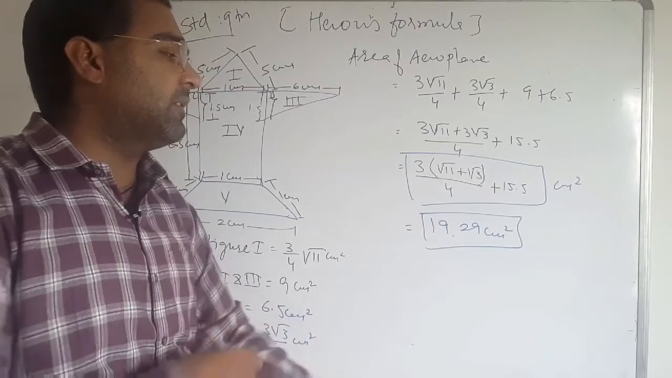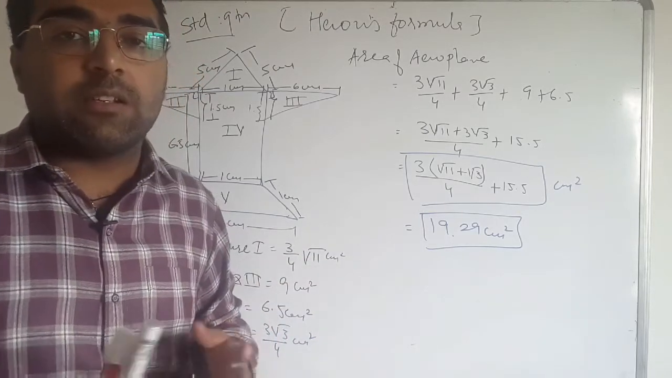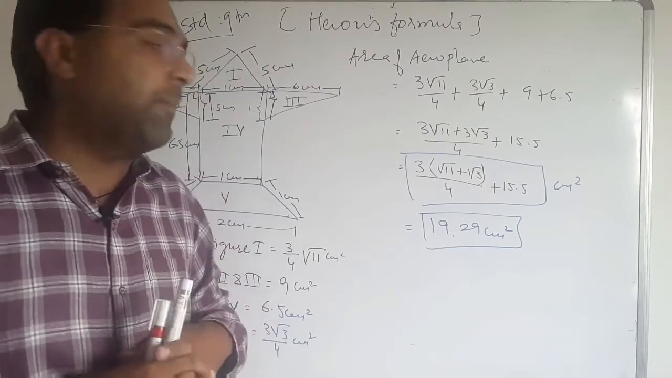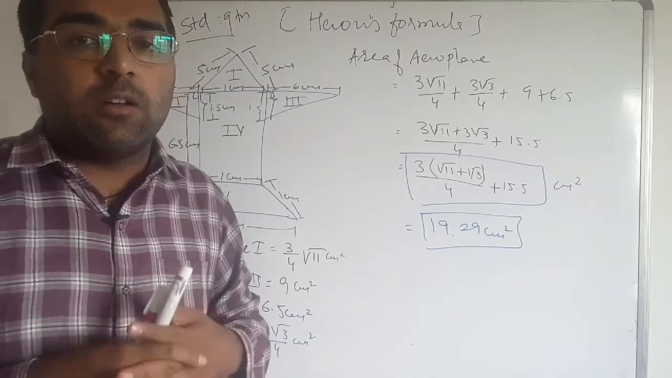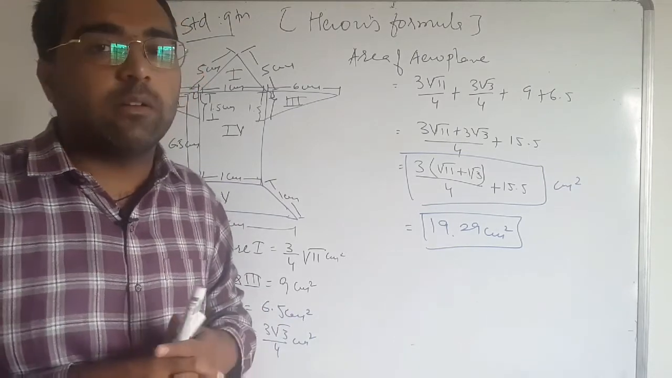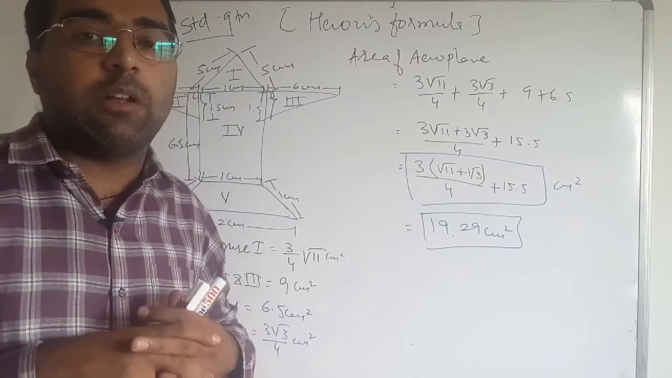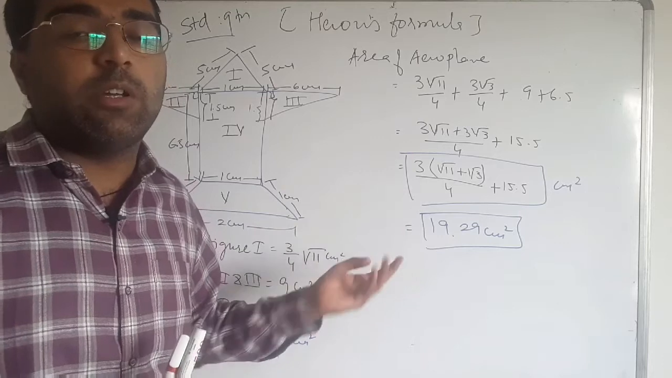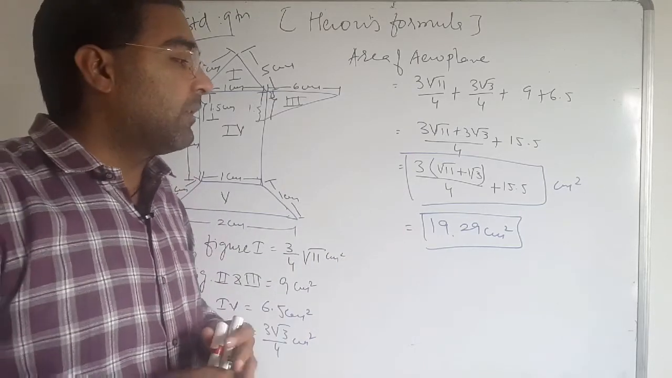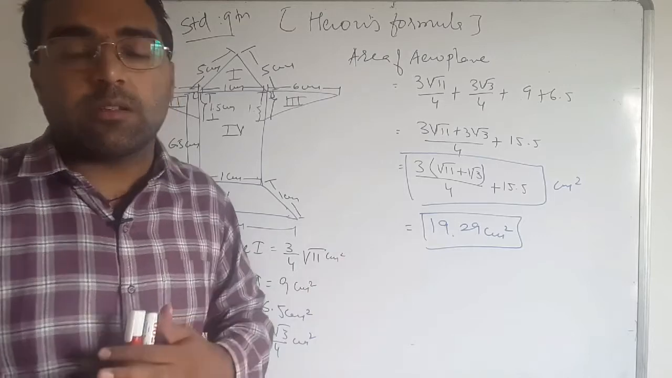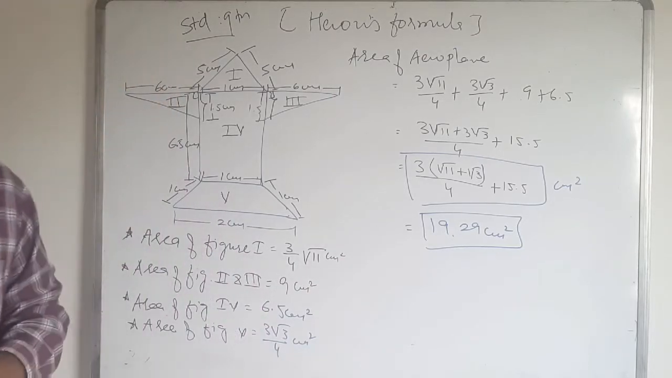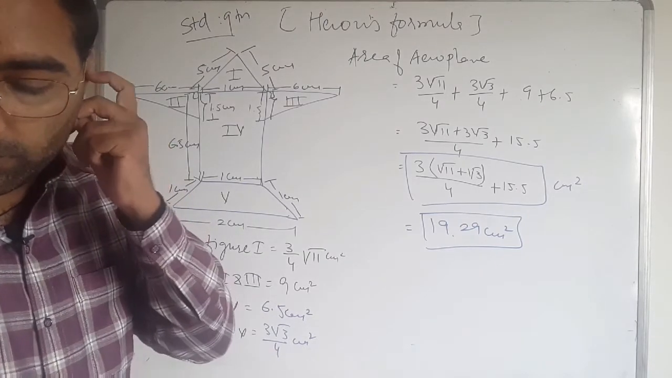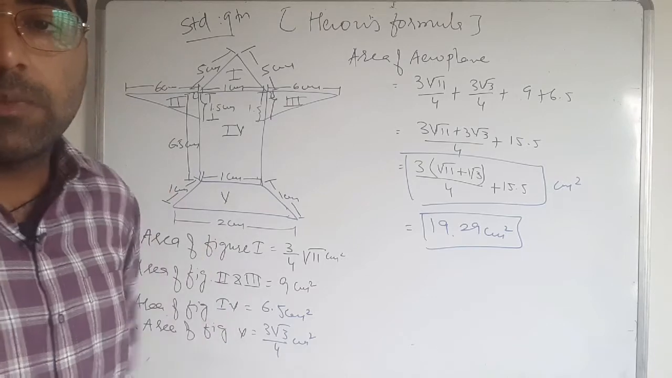If there is any change in your answer, such as 19.28 or 19.27, or 19.3, 19.31, 19.32, if any one of these answers is found by you, then that's also correct, because this is an approximate answer. Okay, clear?